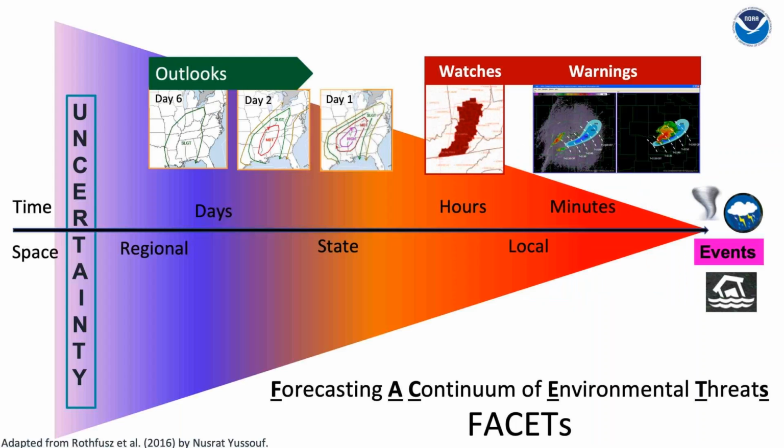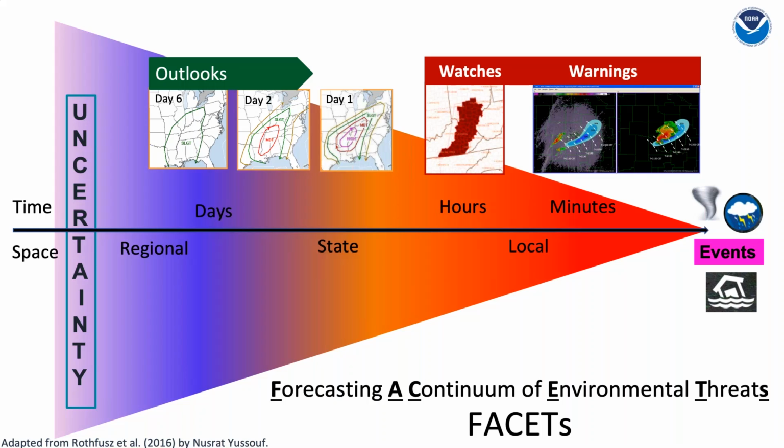And just to drive this idea home a little bit more, what we have here is just a graphic showing a continuum in time and space from days ahead, looking on the regional scale. And so, for example, the guidance that SPC might provide in convective outlooks. And then we have watches that are issued, and then that goes all the way down to warnings that are issued by local forecast offices. And that's really looking minutes before an event or perhaps when the event is happening.